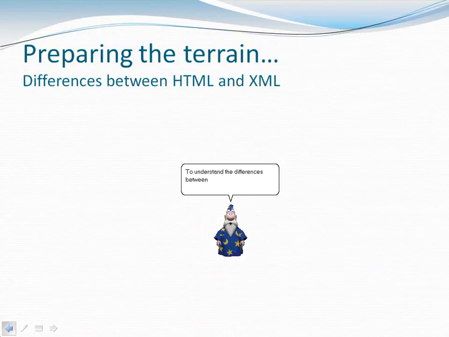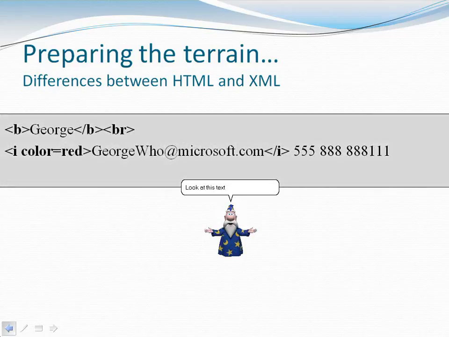To understand the differences between HTML and XML, I would like to do a little exercise with you. Look at this text and tell me. What is George? What is George? A name? Did you say a name? I hope you did not say that. If you said George is a name, that's because using your knowledge, and in your cultural context, George is often referred to as the name of a person. But to a computer, it could mean anything.